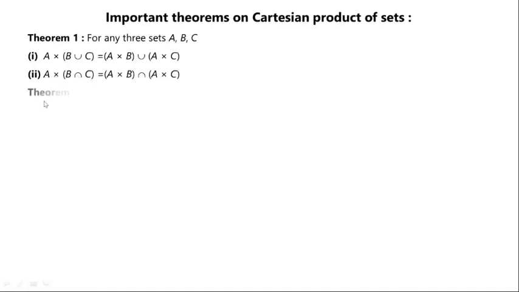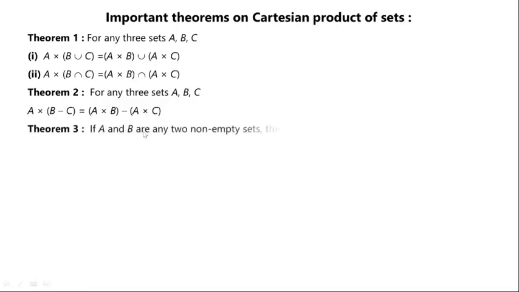Second theorem: for any three sets A, B, C, the Cartesian product of A with respect to (B minus C) is equal to (A cross B) minus (A cross C). Third theorem: if A and B are any two non-empty sets, then A cross B is equal to B cross A if and only if, keep in mind, whenever it happens, our given two sets should be equal, that means A equals B.